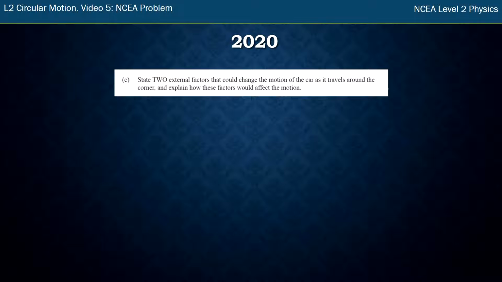And then it says state 2 external factors that would change the motion of the car as it travelled around the corner. Explain how these factors would affect the motion. This is a really poorly asked question, and if you actually look in the mark guide, they're only really looking for one external factor, as we'll go through in the answer. So what is the difference between external and internal? We're talking about the car, so anything that the car's doing or inside the car would be an internal factor.